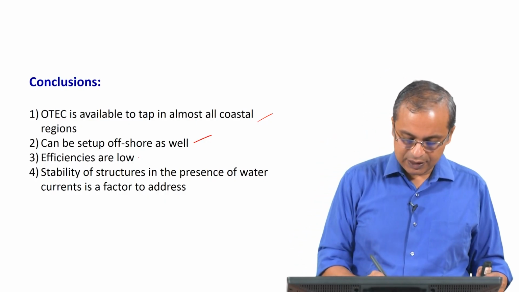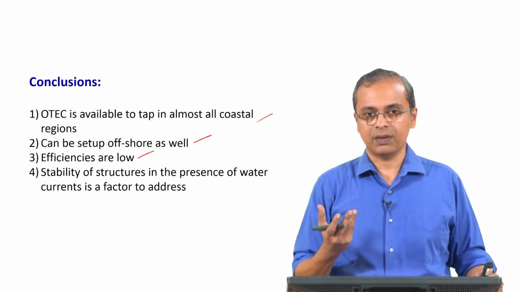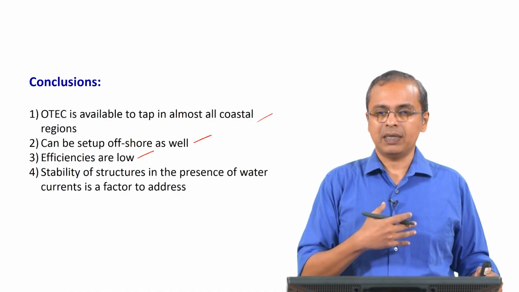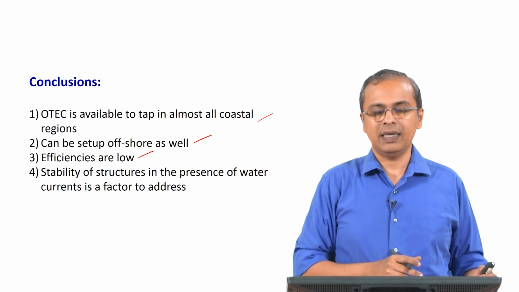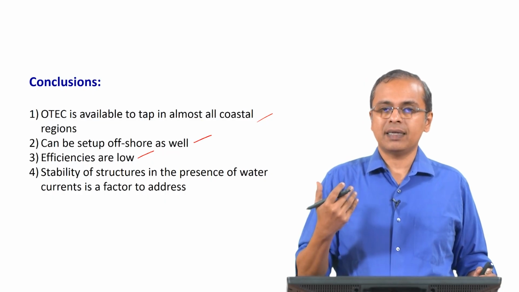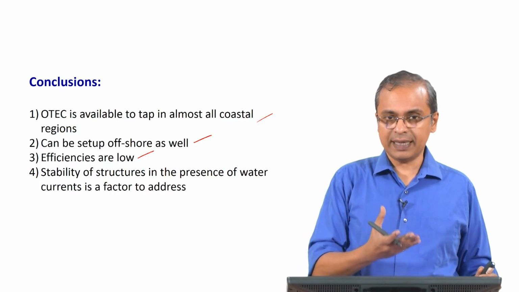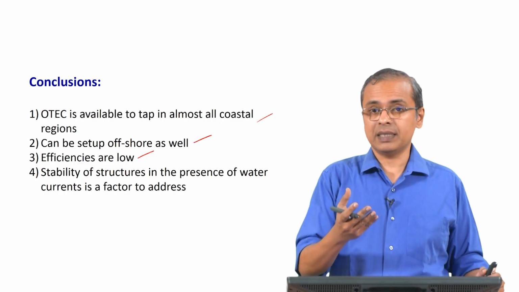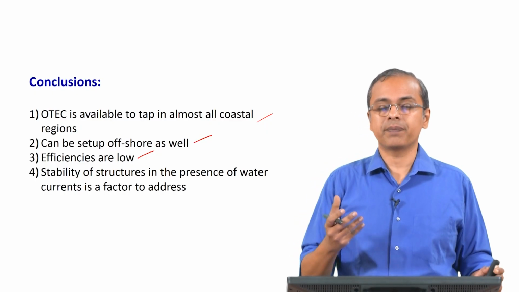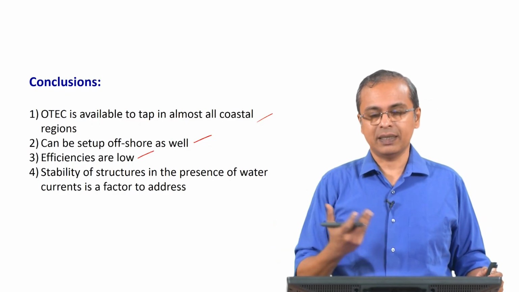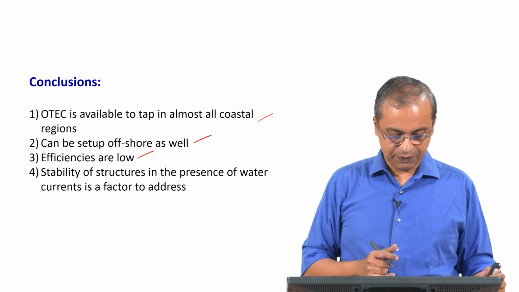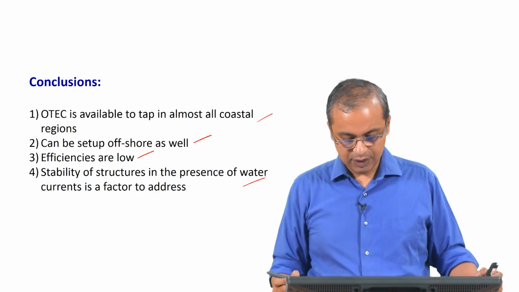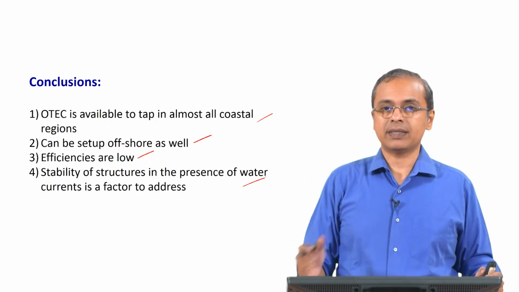As I said, the efficiencies are low, it is only about 3-4%, but that is adequate because you are more or less getting it for free, and it is clean. Except for the fact that you are churning up the ocean and bringing up a lot of marine organisms, which could be significant if you are doing this on a large scale over a period of time. There are no emissions as such, it is basically a clean kind of energy. The big challenge is the stability of the structures in the presence of water and water currents, which you have to address.